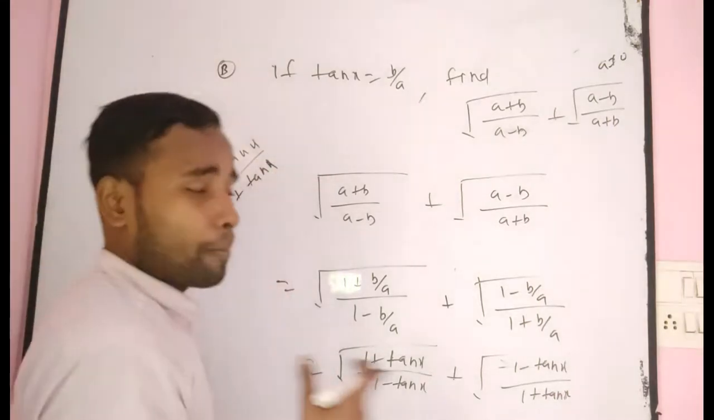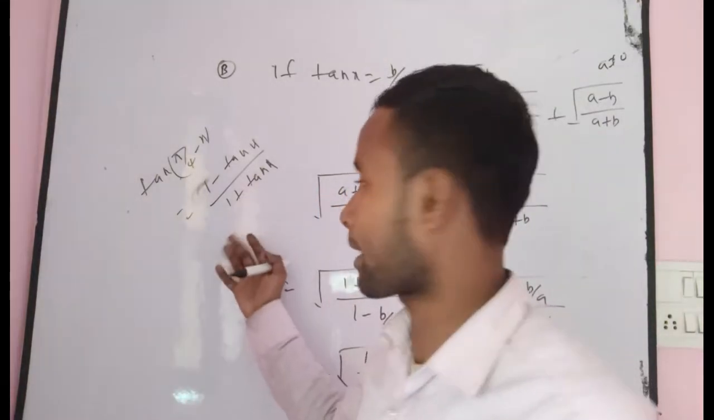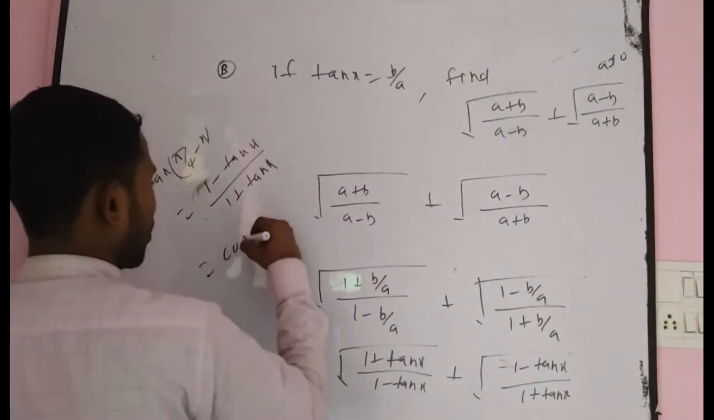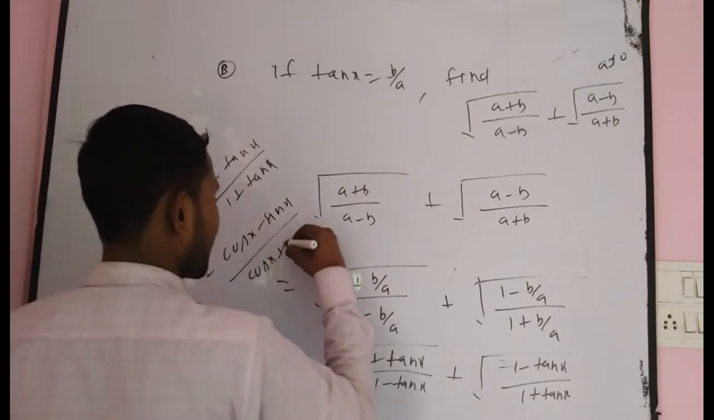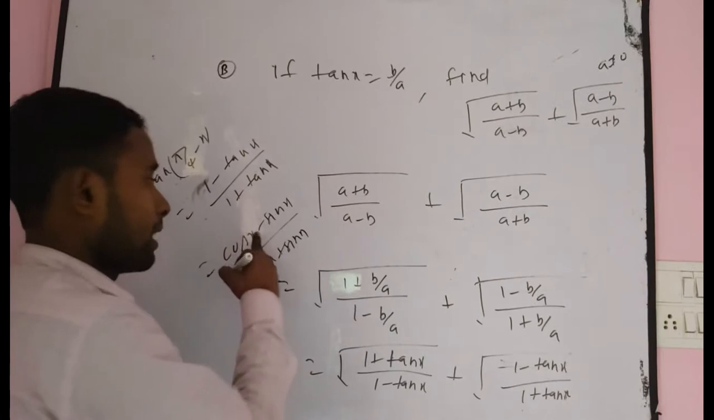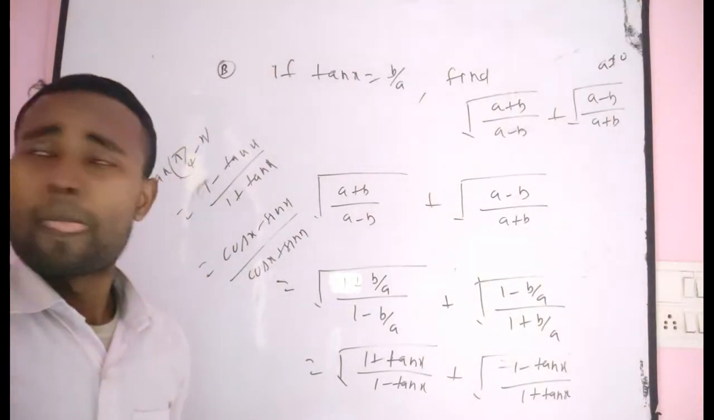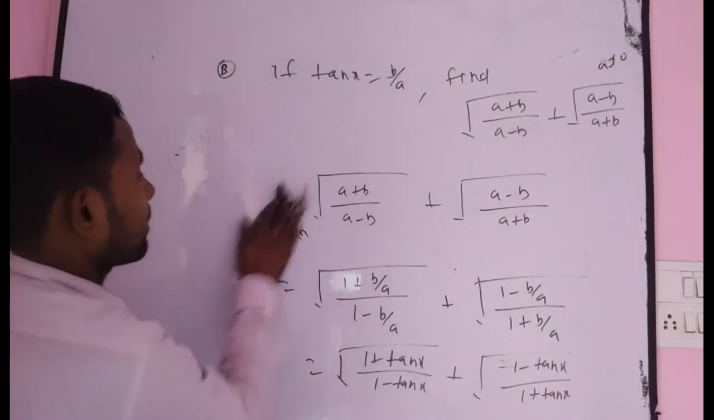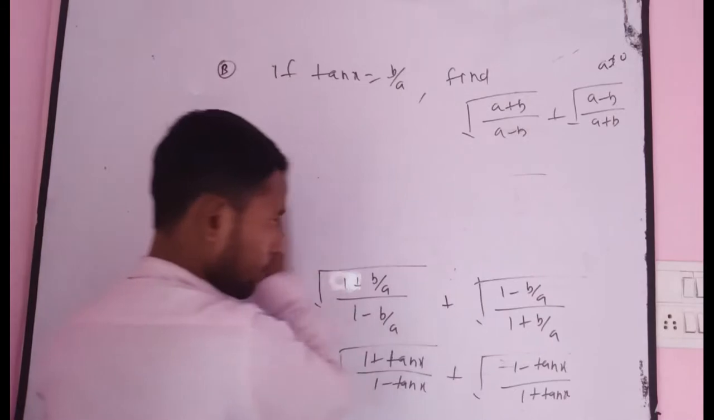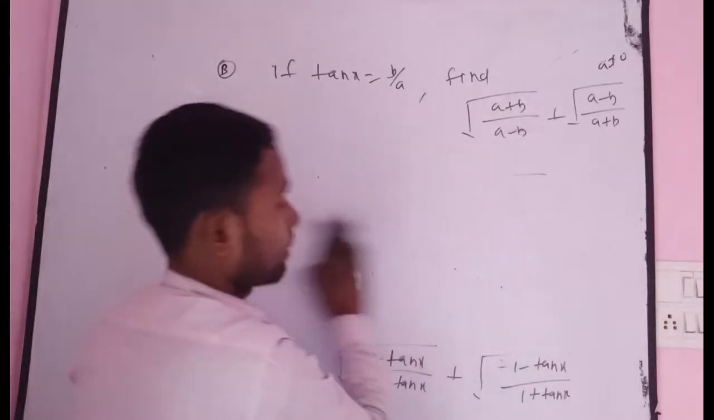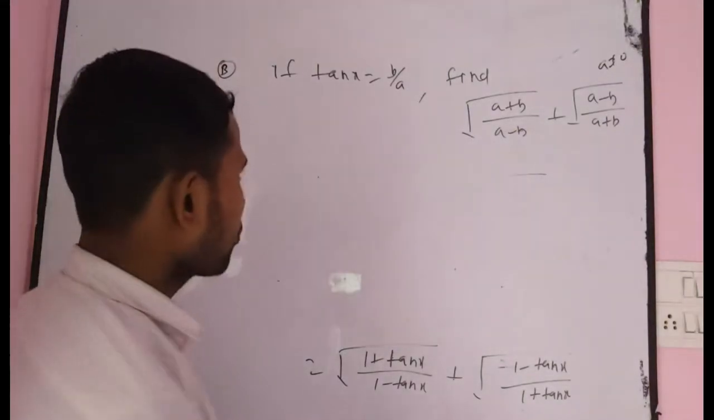Before this I have written only tan of pi by 4 plus x, but I want to again give you this kind of formula. It is also equal to cos x minus sin x and cos x plus sin x. In the previous problem there should be plus and there should be minus. Now I want to rub this part. I want to give you an idea to reach this portion.